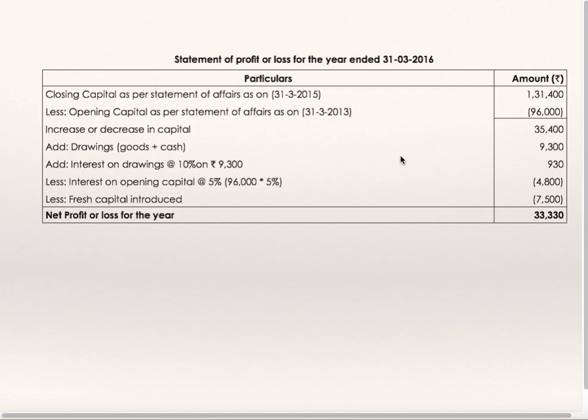Add interest on drawings, 10% of 9,300, 930. Less interest on opening capital at the rate of 5%. Opening capital is 96,000. 5% of 96,000 is 4,800. Fresh capital introduced, you are supposed to deduct 7,500. Net profit is 33,330.